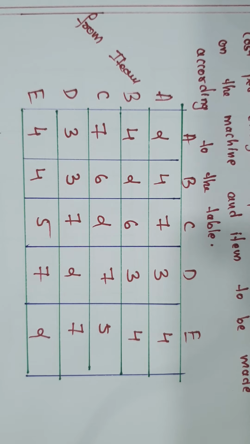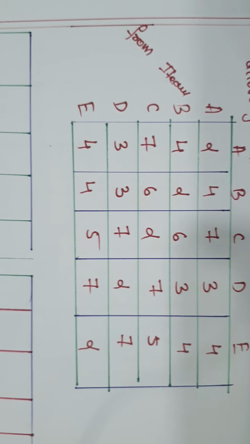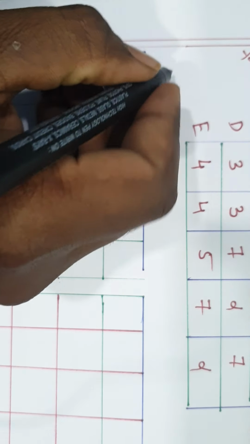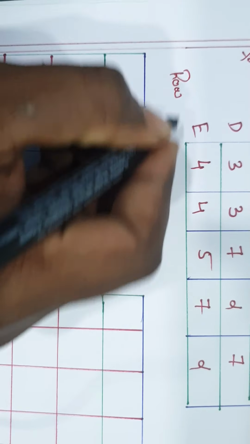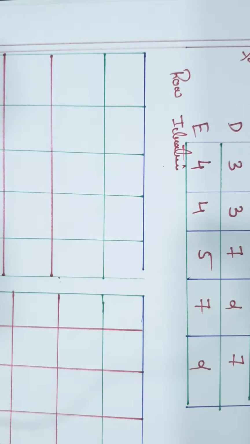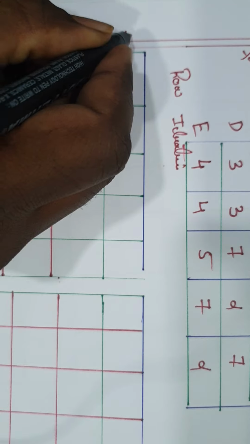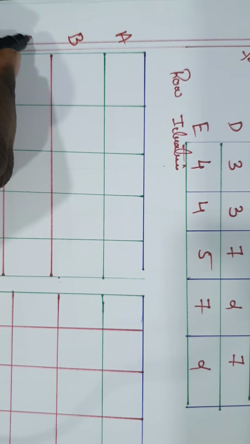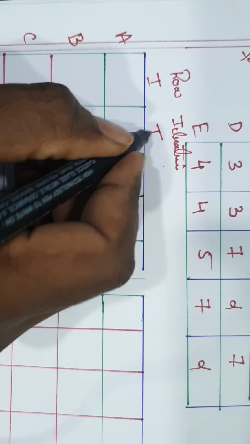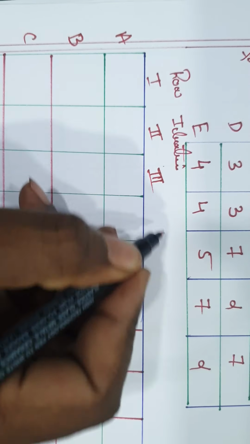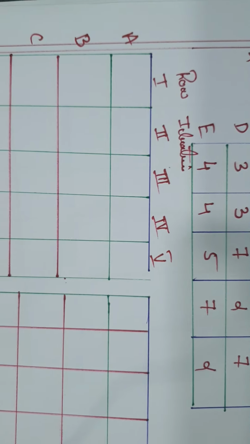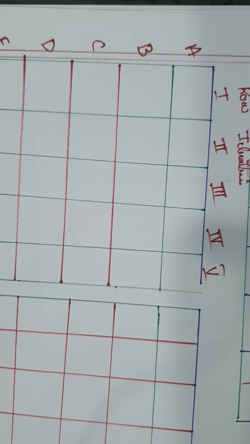Now first you have to go for the row iteration. So I will write here ROW ITERATION. Which iteration here? Row iteration. So here you can write A, B, C, D, and this one is A. Better to write here 1, 2, 3, 4, 5.